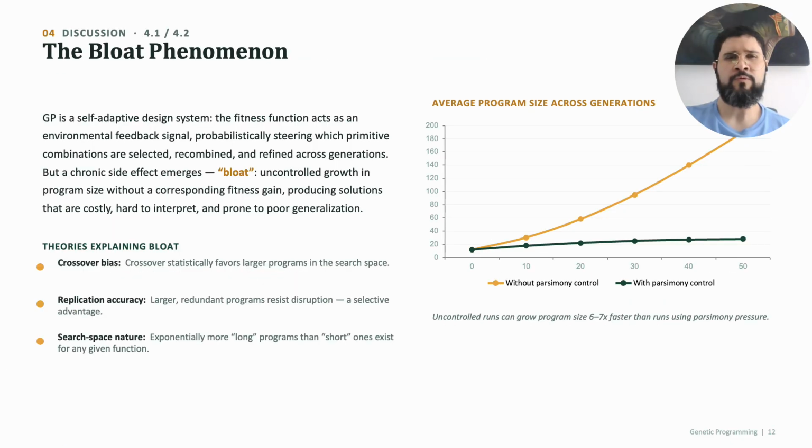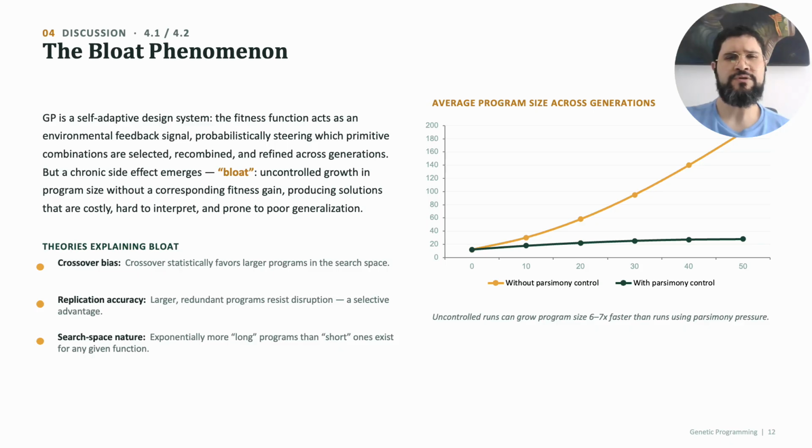One well-known challenge in GP is called bloat: programs growing in size across generations without any real gain in fitness. You can see it clearly on this chart. Without any control, average program size explodes. With a parsimony penalty added to the fitness function, growth stays much flatter.